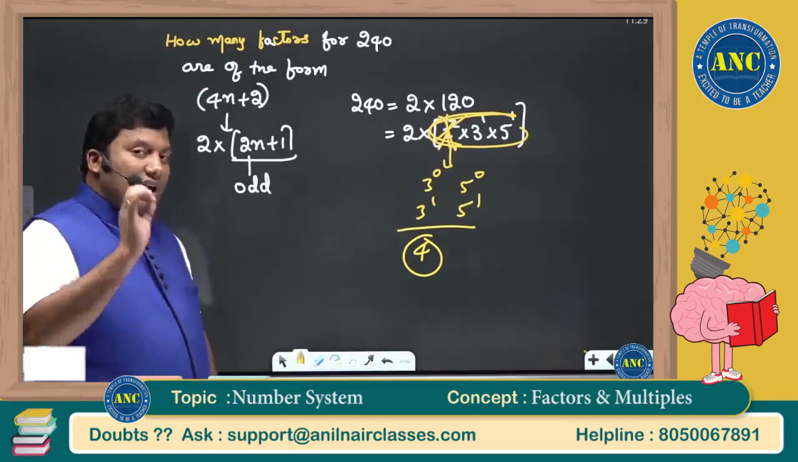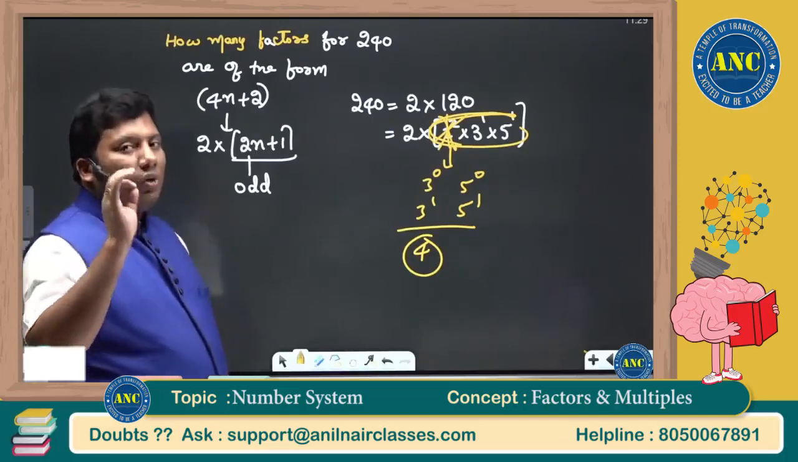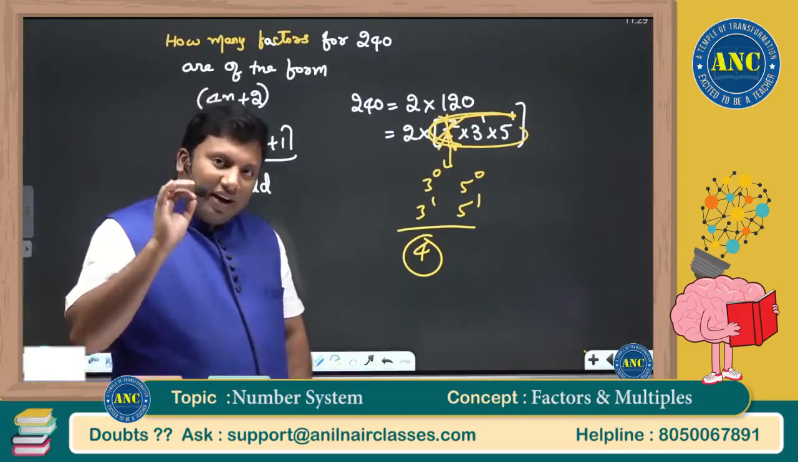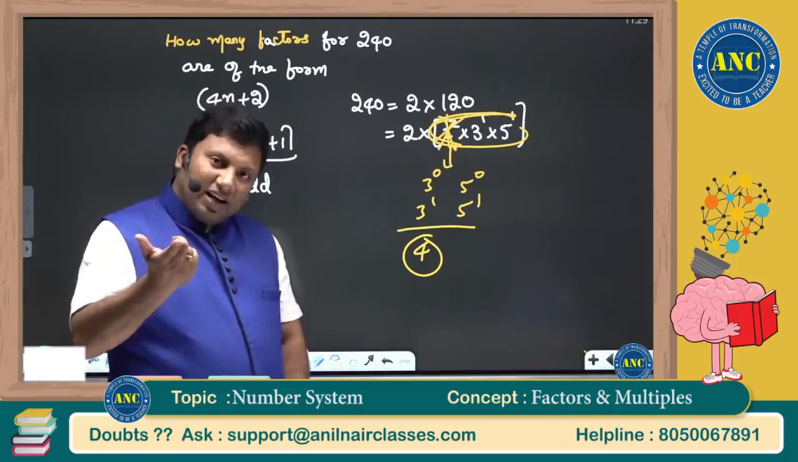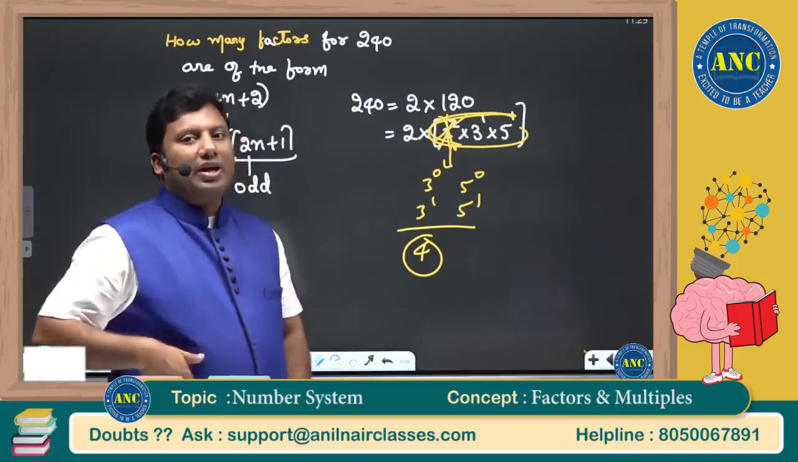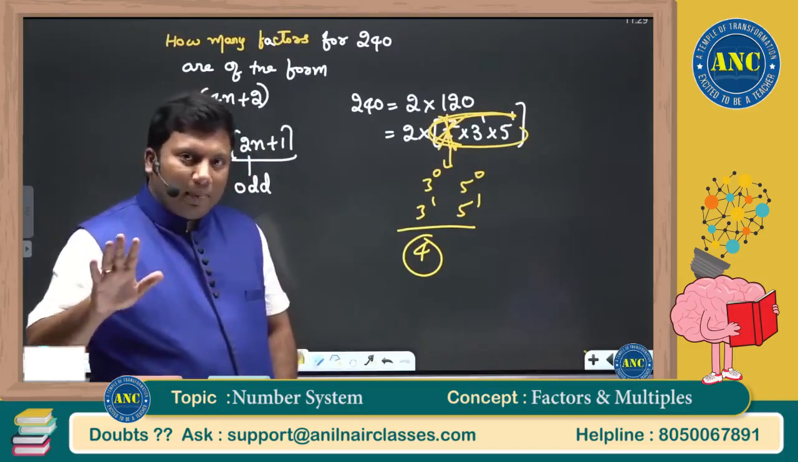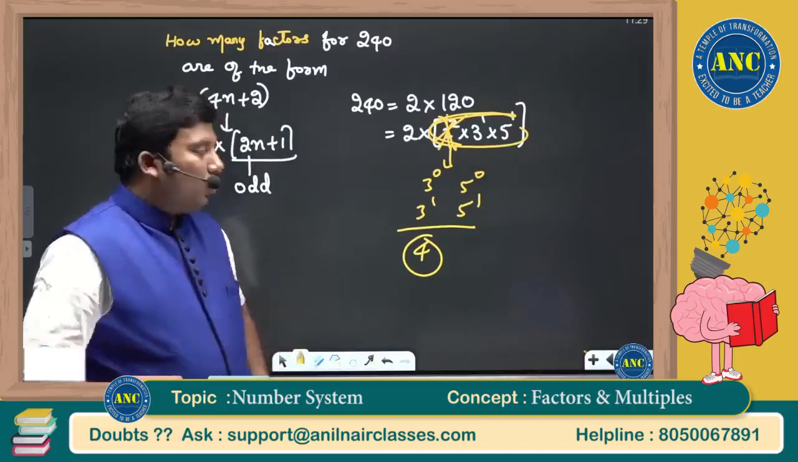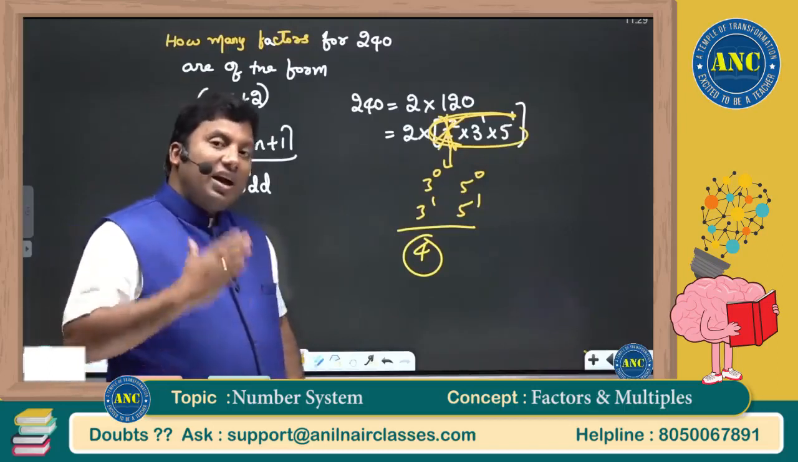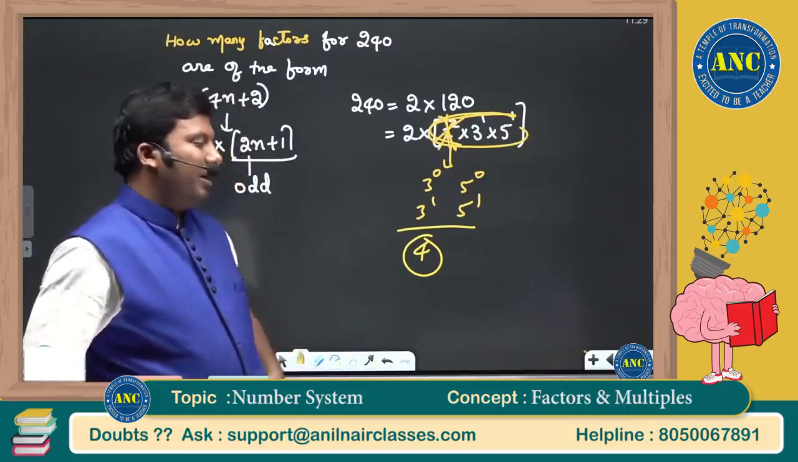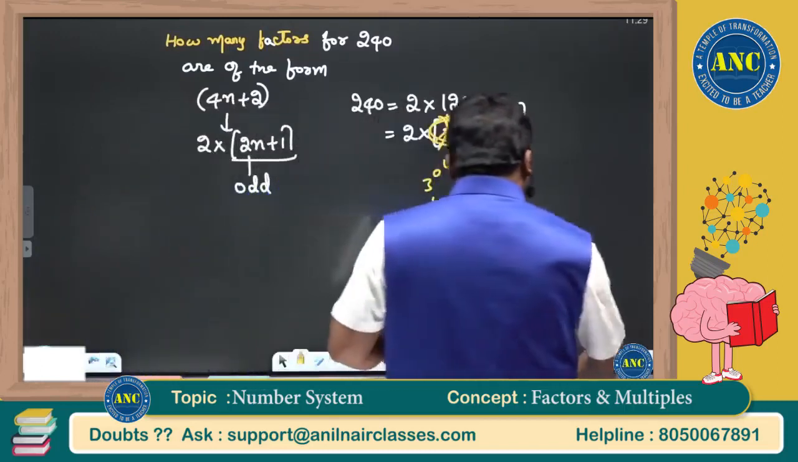Last 10 minutes, extremely important. How many factors when divided by 3 are either perfectly divisible, 3k, or 3k plus 1, or 3k plus 2? Idea clear? This class, kindly revise it in the next 24 hours. Next concept.